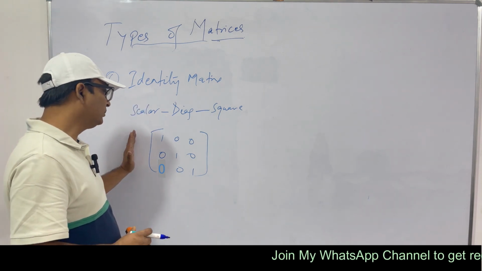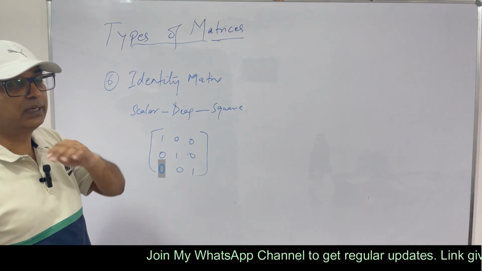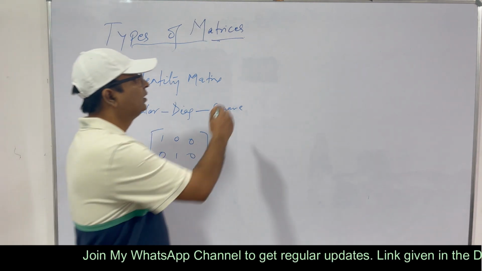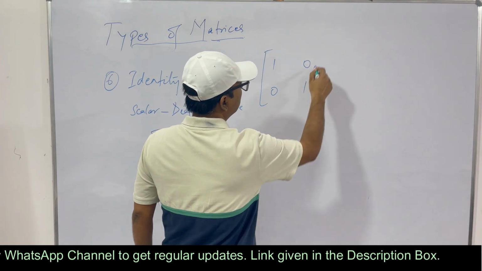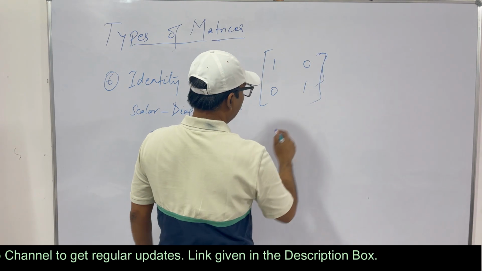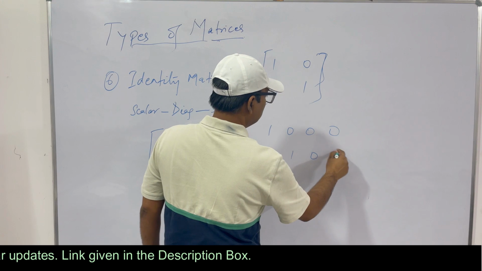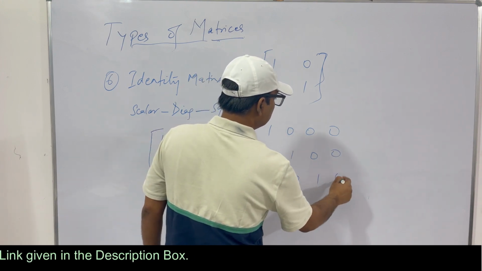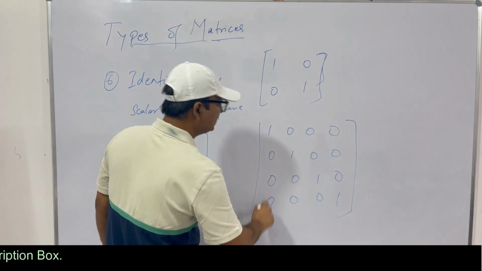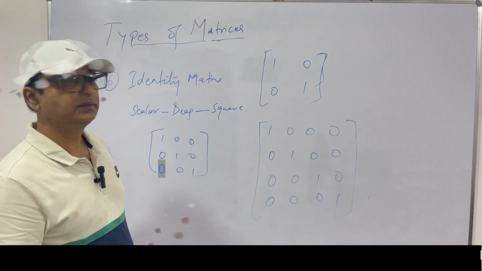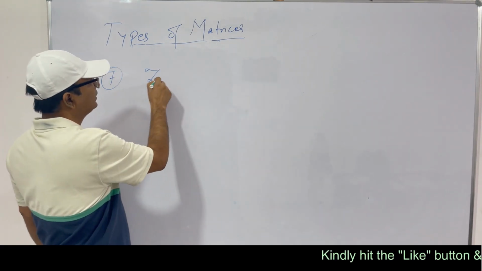So in an identity matrix, what you will see is that all the diagonal elements are equal to 1 and all non-diagonal elements are 0. So let's say for 2 by 2, this will be like this. For 4 by 4, it will be 1, 0, 0, 0; 0, 1, 0, 0; 0, 0, 1, 0; 0, 0, 0, 1. So this is the 4 cross 4 identity matrix. Clear?